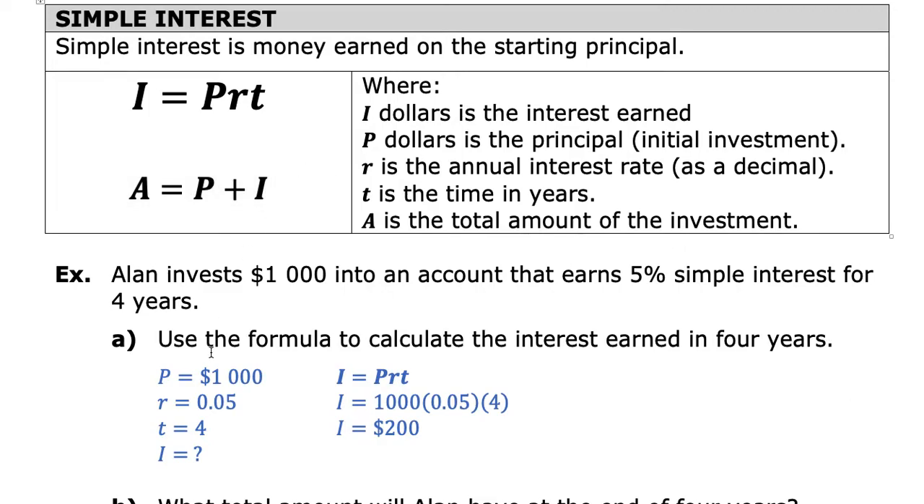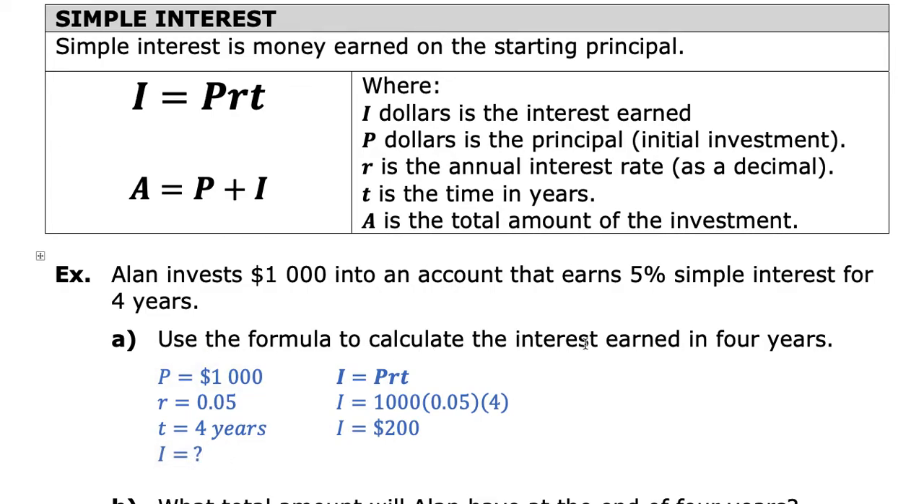What information is given? Reading through the question, Alan invests $1,000. That's the principal. The account earns 5% simple interest for 4 years. So the rate of interest is 5%. And remember that 5% means per 100. 5 divided by 100 is 0.05. A decimal version of a percent is helpful for calculations involving percentages of an amount. It's invested for 4 years, so the time is 4 years. So the interest is unknown.